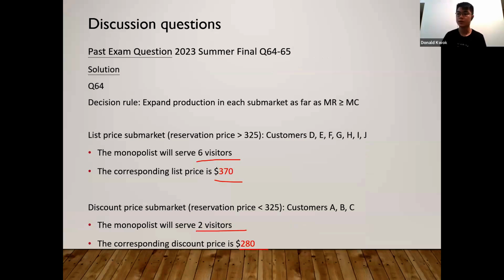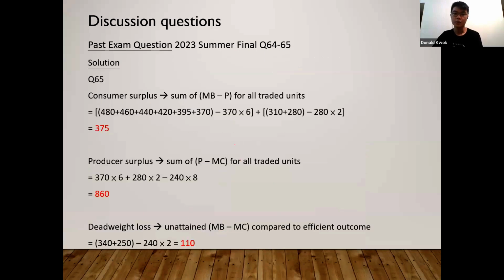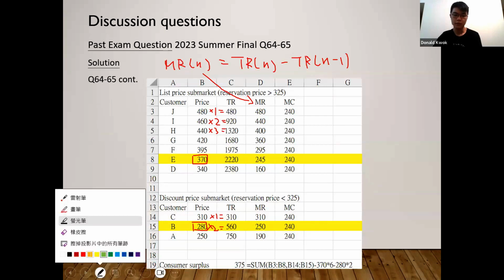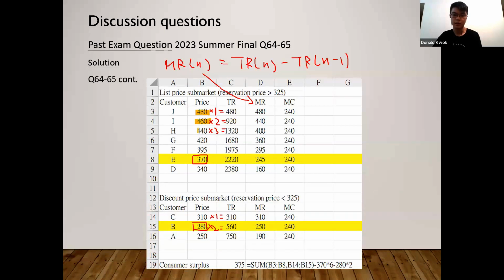All right, so this is for question 64. And for question 65, we are going to find the consumer surplus, producer surplus, and the deadweight loss under this case. So consumer surplus first. It is total benefit minus total expenditure. To calculate the total benefit of the traded units, it is simply to add up all the reservation prices, or all the willingness to pay, of the traded units, which are all these orange highlighted cells. We add up all these orange highlighted cells, and it will be the total benefit under this hurdle market.